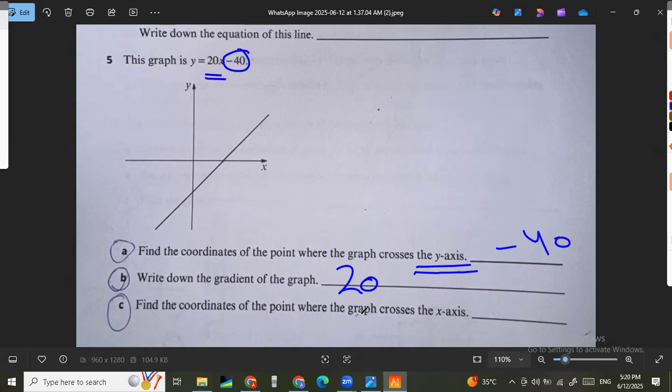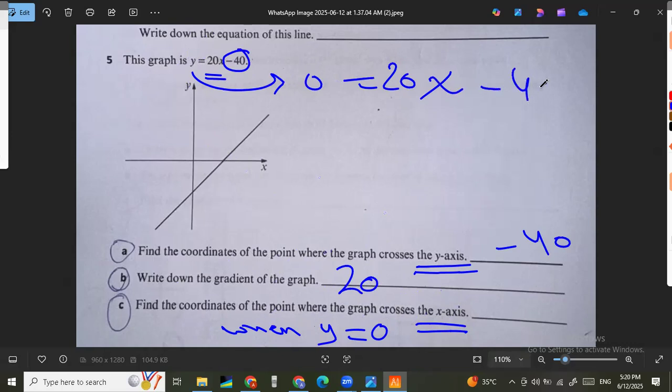Find the coordinates of the point where the graph crosses the x-axis. The graph crosses the x-axis when y is 0. Always, it crosses the x-axis when y is 0. If I remove the y and write 0 equals 20x minus 40, I can find x. So to find where it crosses the x-axis, when y is 0, what's x going to be? Move negative 40 to the other side, so 20x equals 40. Divide by 20, so x equals 2.